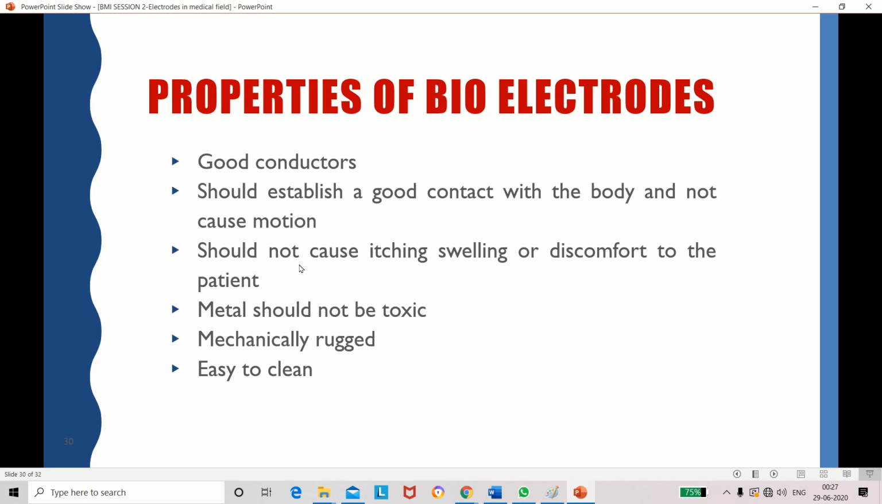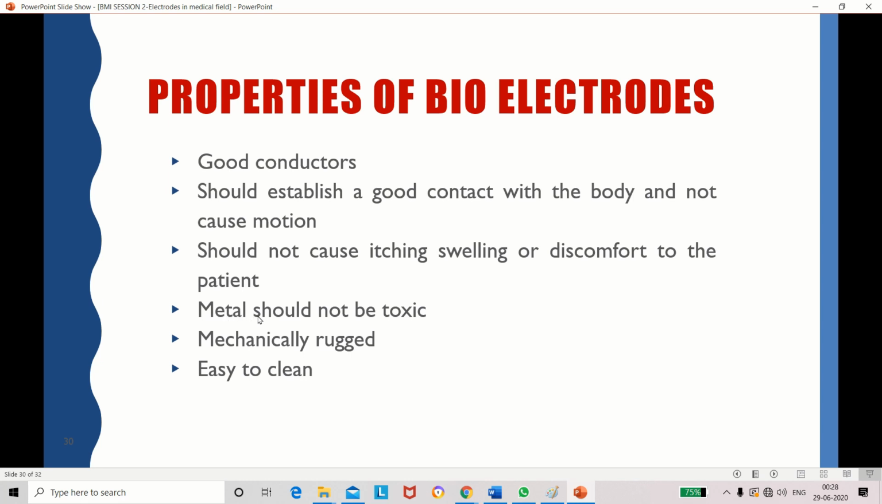Third point, it shouldn't create any irritation or swelling to the patient. Which type of electrode will create some irritation to the patient? Can you remember? Of course, it's the suction electrode. The suction electrode is the best electrode, but it will create some irritation to the patient. So we have to see this property also. If you are choosing an electrode, it shouldn't create any irritation.